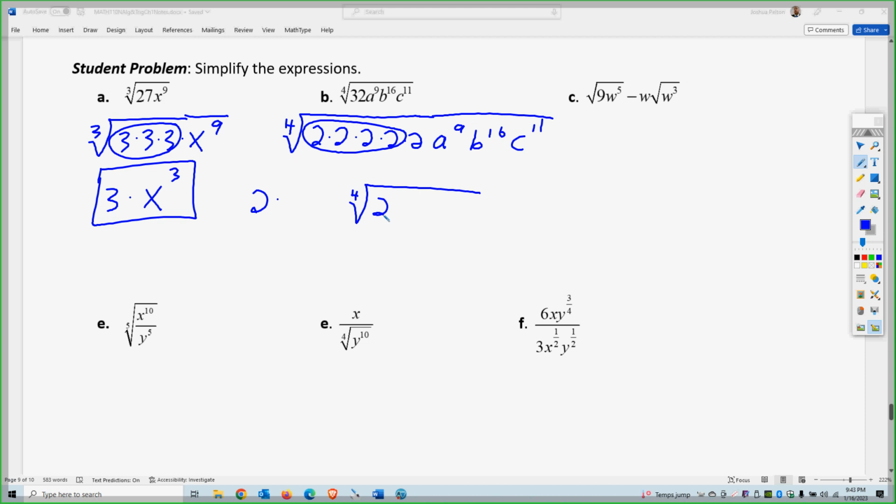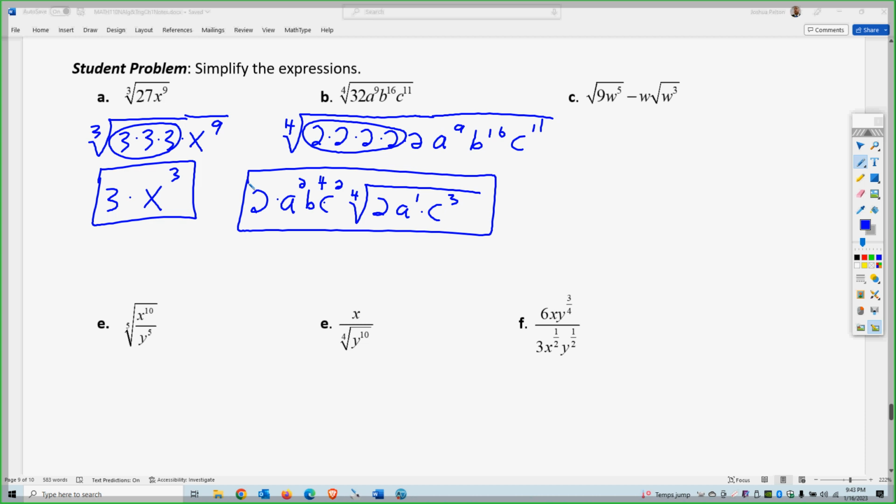All right, so a to the 9th power. 9 divided by 4 is 2, and there's 1 left over. b to the 16th, 16 divided by 4 is 4. There's nothing left over. And then c to the 11th, 11 divided by 4 is, excuse me, 2, right? So c to the 2nd, that's 8, and then 3 is left over, c to the 3rd. And that's the best we can do there.